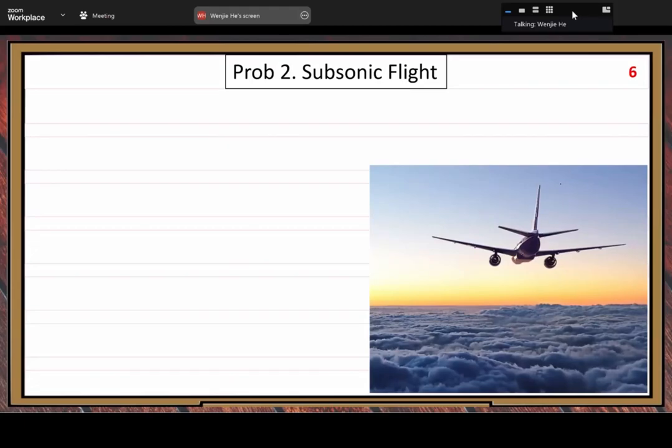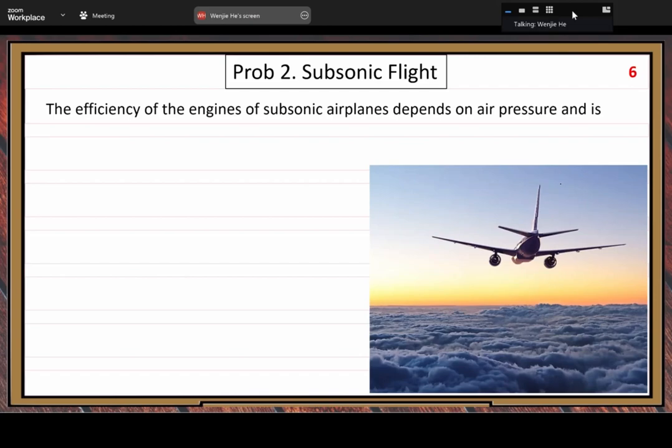The question. Efficiency of the engines and of the subsonic airplane depends on the air pressure and is usually maximum at 36,000 feet. So here, actually this sentence is not quite clear. So efficiency of the engine depends on the air pressure. So here we just take this fact.